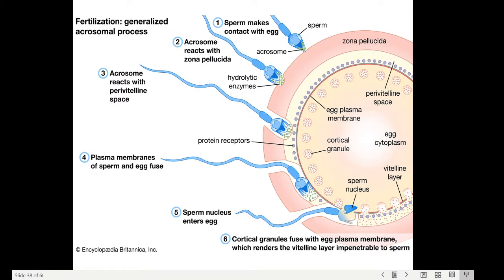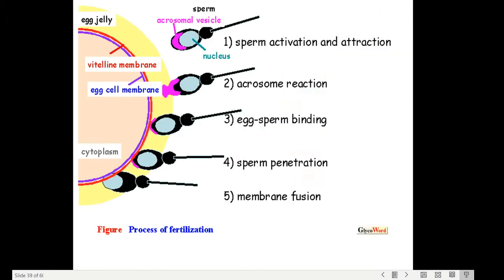After this, the final step: the cortical granules fuse with the egg plasma membrane, which renders the vitelline layer. Okay, after this step the sperm enters the nucleus. These are all the sequential steps that happen in fertilization. It's another representation.